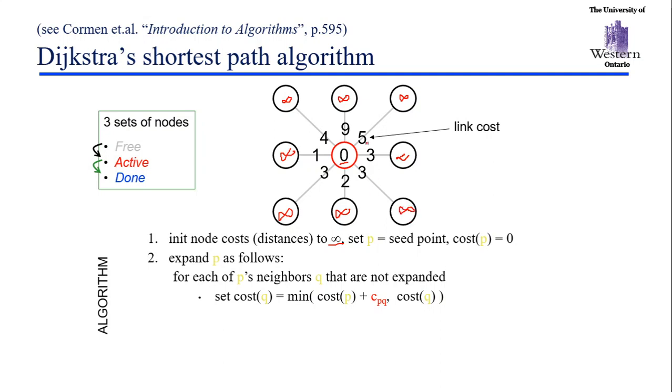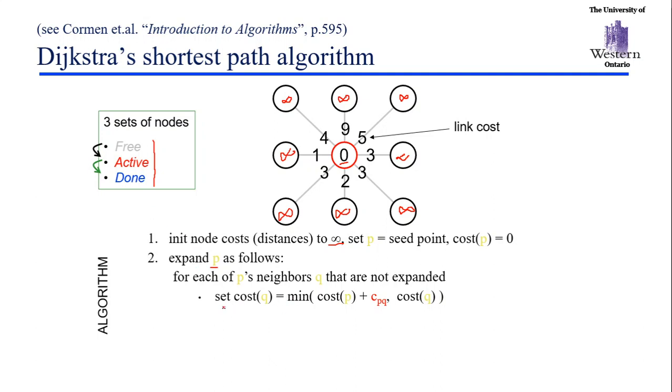Right. So assume that we have the link costs computed using the previous knowledge that we got. For each p, expand p as follows. For each of p's neighbors q that are not expanded, so that means you have to have these lists when you run the algorithm. So we'll briefly look at those lists again.